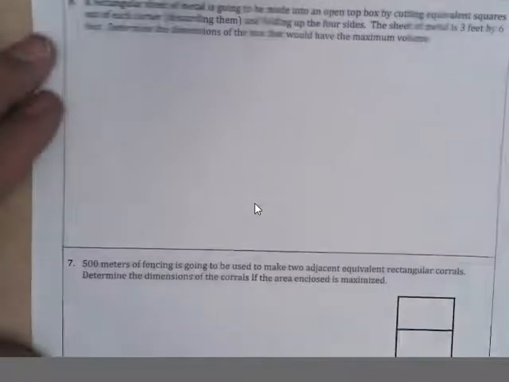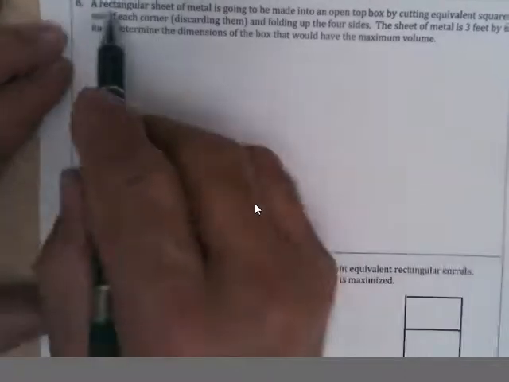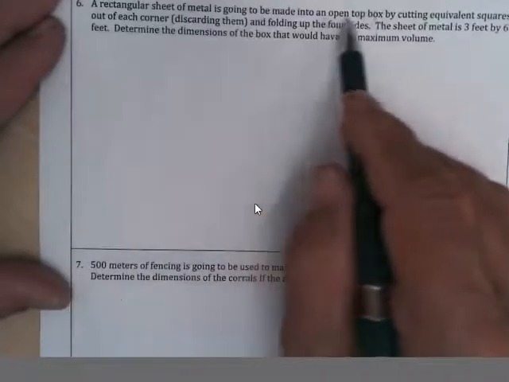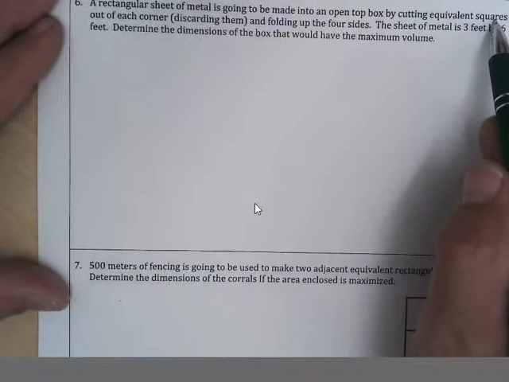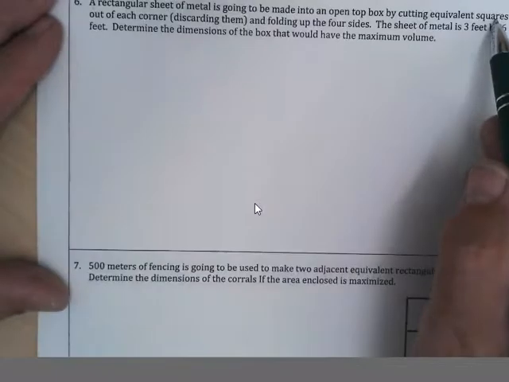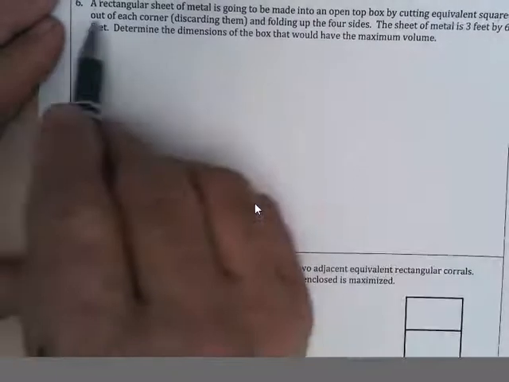Page 3. A rectangular sheet of metal is going to be made into an open top box with equivalent squares cut out of the corners.